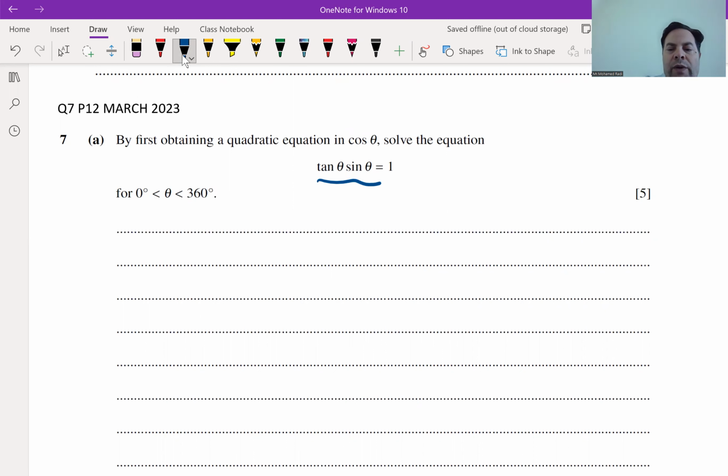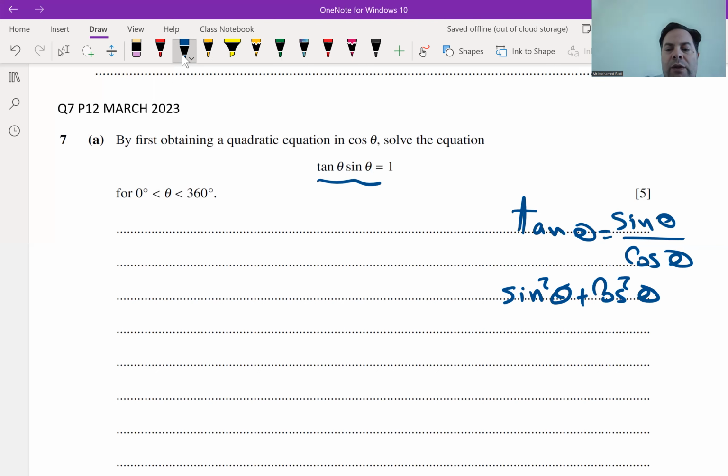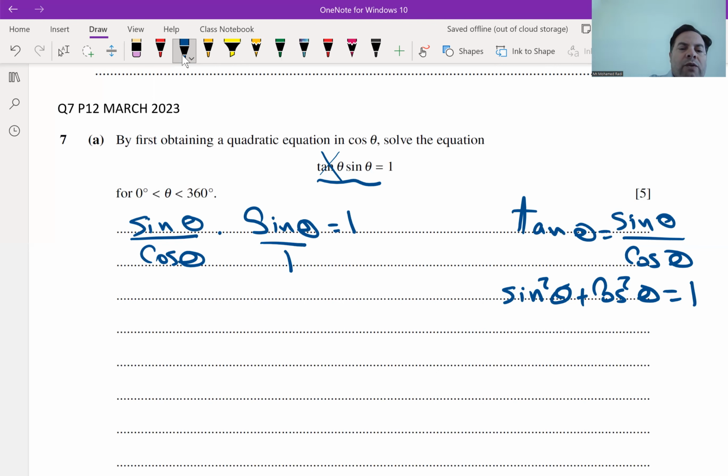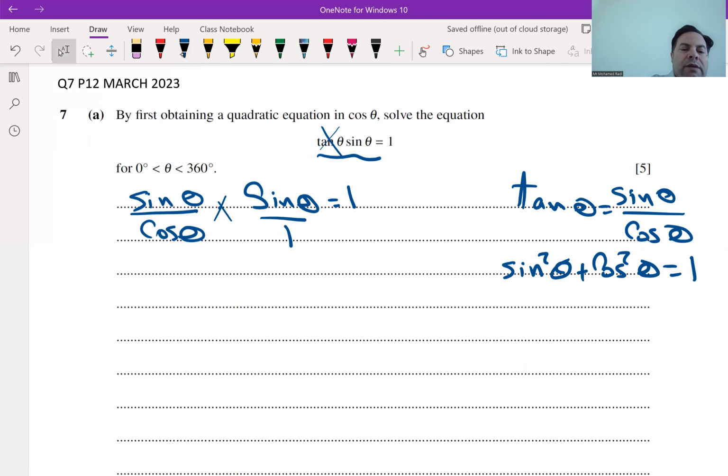For AS level, we have two identities: tan theta is equal to sine theta over cosine theta, and sine squared theta plus cosine squared theta is equal to 1. Let's start with the left-hand side, remove tan and write sine theta over cosine theta multiplied by sine theta is equal to 1. Product of two fractions, numerator together: sine squared theta divided by cosine theta is equal to 1.